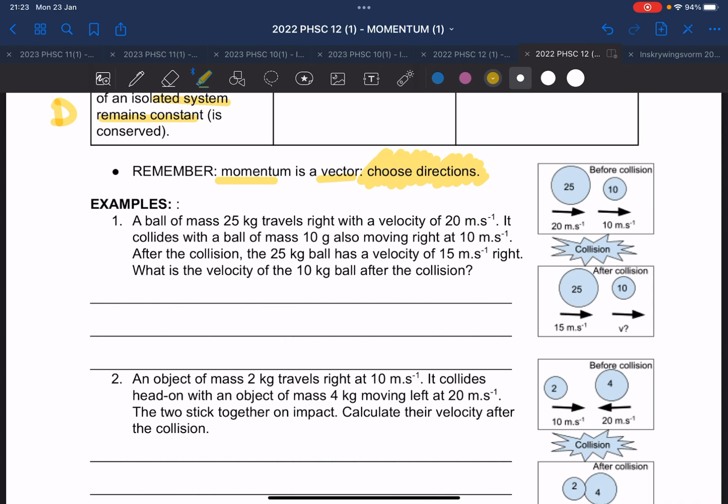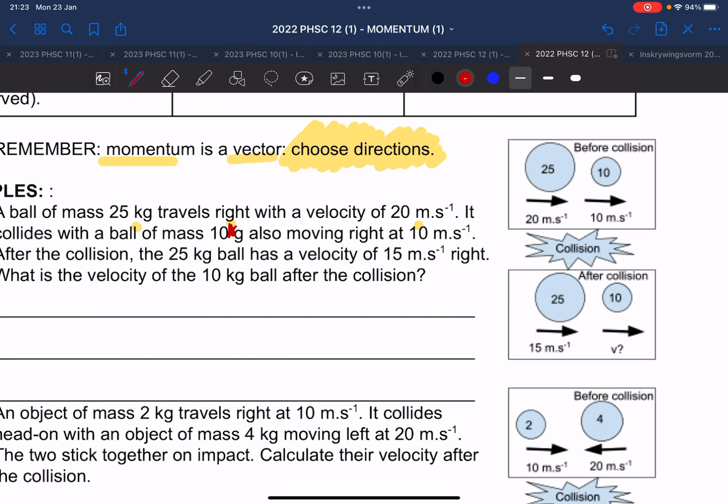Okay, so it says a ball of mass 25 kilograms travels to the right with a velocity of 20. It collides with a ball of 10 kilograms, also moving to the right with a velocity of 10. After the collision, the 25 kilogram ball has a velocity of 15, and what is the velocity of the 10 kilogram ball? Okay, so this is what I did here. You have two balls with different masses, and they both move to the right with certain velocities. Because this one is traveling faster than this one, they collide with one another, and then they will both still be traveling to the right, and we want to know what is the second velocity.